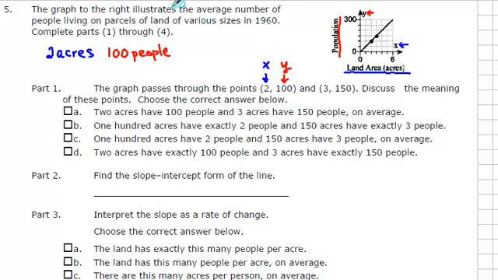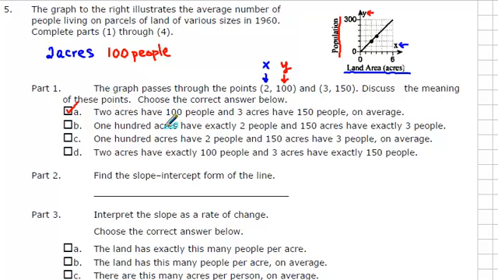When we read through the problem, it does say the graph to the right illustrates the average number of people living on parcels of land. So actually on 2 acres the average number of people is 100. So we want to pick the answer choice that conveys that meaning. When we read choice A, it says 2 acres have 100 people and 3 acres have 150 people on average. So that sounds exactly like what we were just saying, and so A is the correct answer.